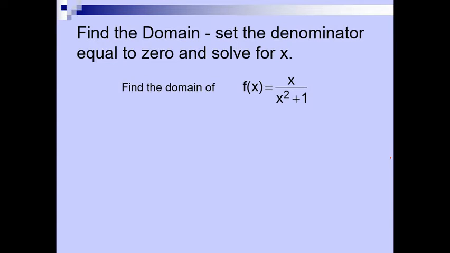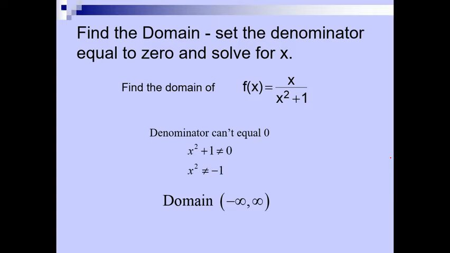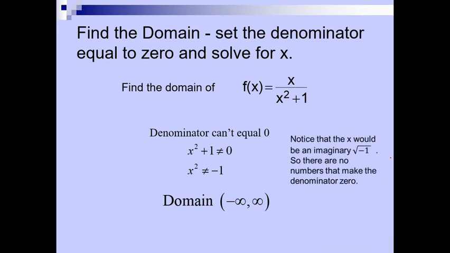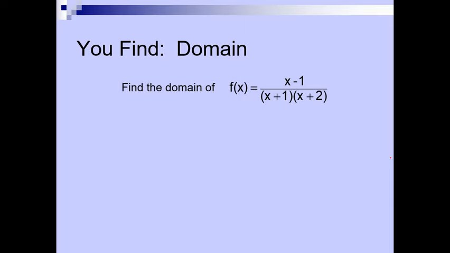In this case, the denominator can't equal 0, but please notice that even if you put in negative numbers, we're always going to turn positive. So we are okay here. This domain goes from -infinity to infinity. We would have had an imaginary number if I had tried to take the square root of -1. There are no numbers that make the denominator 0.